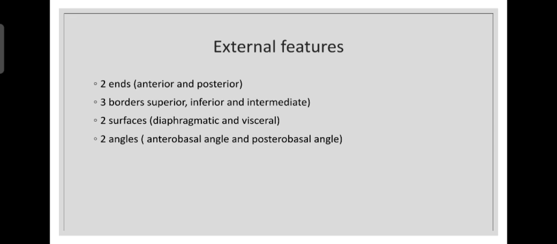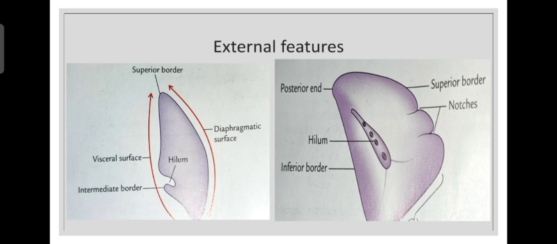Next we move on to the external features. We have 2 ends, anterior and posterior, 3 borders, superior, inferior and intermediate, 2 surfaces, diaphragmatic and visceral, 2 angles, anterobasal and posterobasal angles. These angles are located at the junction of superior border and inferior border with its anterior end and the posterior end. Let's see everything in detail with this picture.